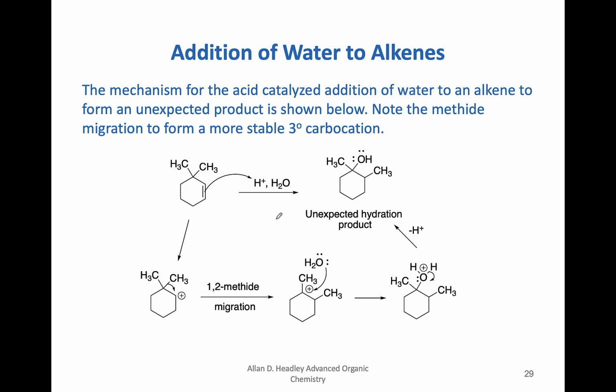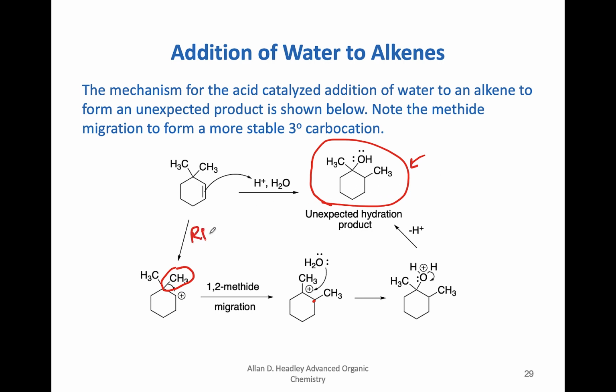So let us look at the mechanism. So we got protonation here to give this. Here's the methide with its electrons moving over to here, and water comes in, and of course the loss of a proton here, and this is the unexpected product. So again, you should be able to propose a mechanism which is consistent with the experimental observation. The experimental observation here is that this is the unexpected product. How do you explain it?